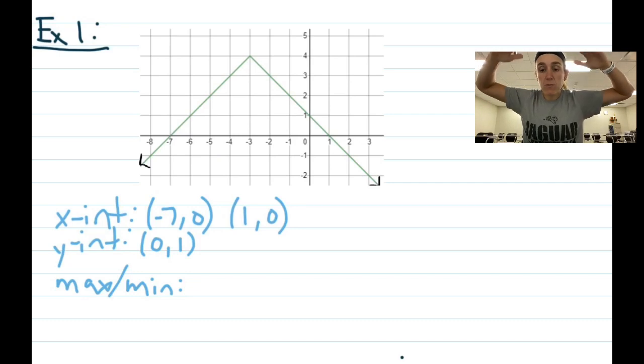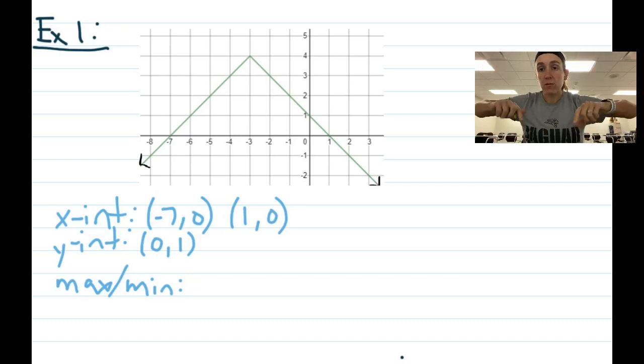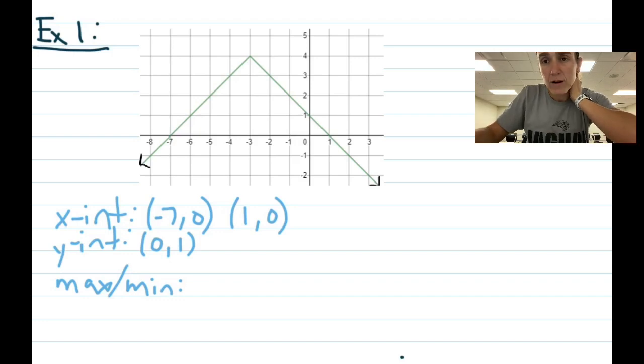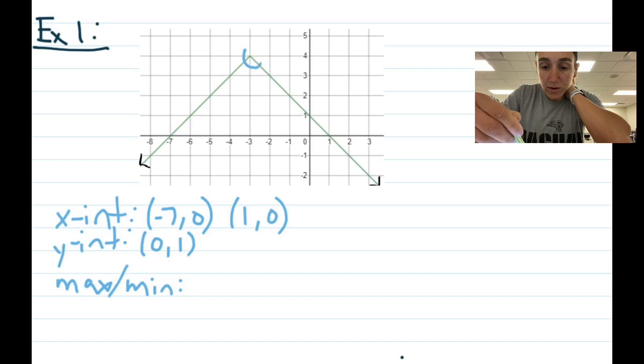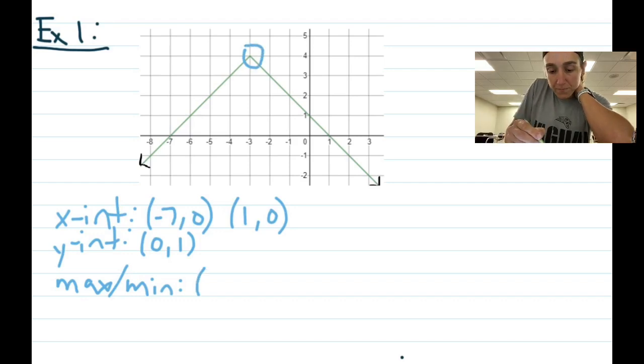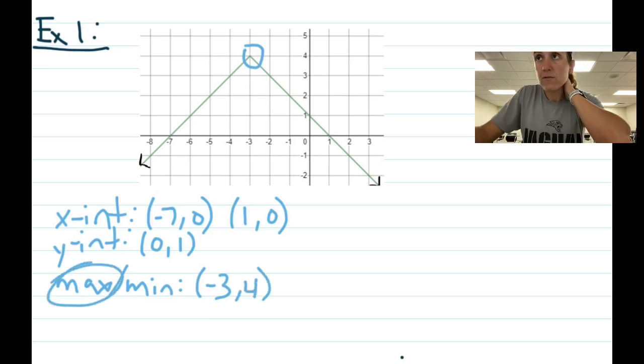As far as the minimum, if I look down at the bottom, it's got arrows on the bottom, meaning it goes down forever. So it has no minimum because it continues going down. The maximum, though, that's the point that it doesn't go above any further, which is at -3, 4. Okay, so I have a maximum at -3, 4. So I'm going to circle maximum. That coordinate is -3, 4.